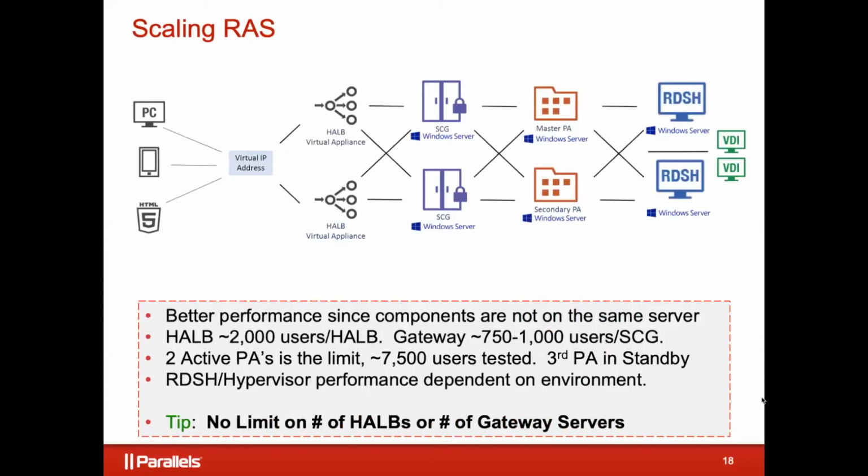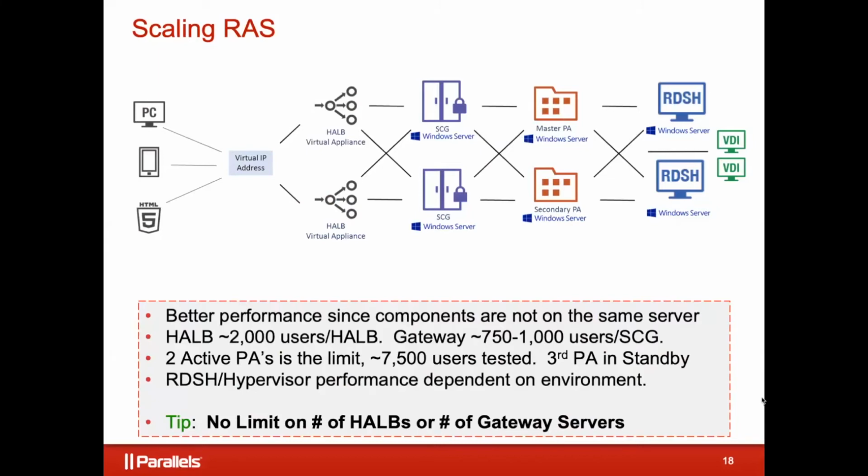But notice that I've got each of the components running on their own servers. The publishing agent's on its own server, the secure client gateway server's on its own server, and so on and so forth, right? I've got multiples of each of them. And you can see the two load balancers in the virtual IP address. So I can have as many gateways as I'd like. I can have as many load balancers as I'd like, right? There's no limit on the number of those. And I can also have as many terminal servers or VDIs as I'd like. I'll talk about the publishing agent in a minute.